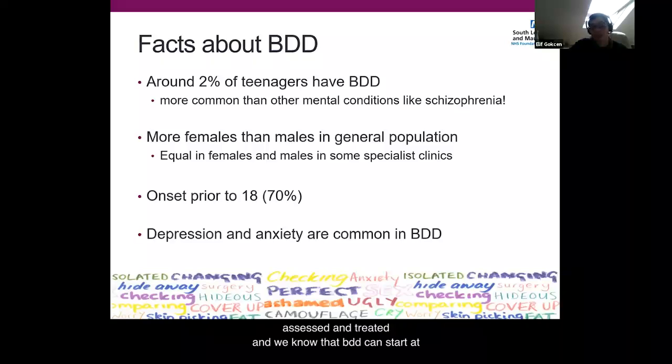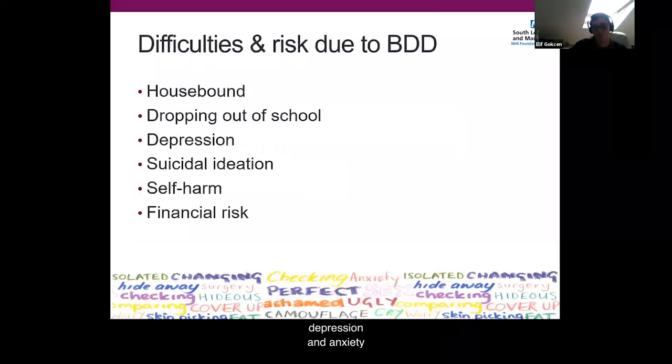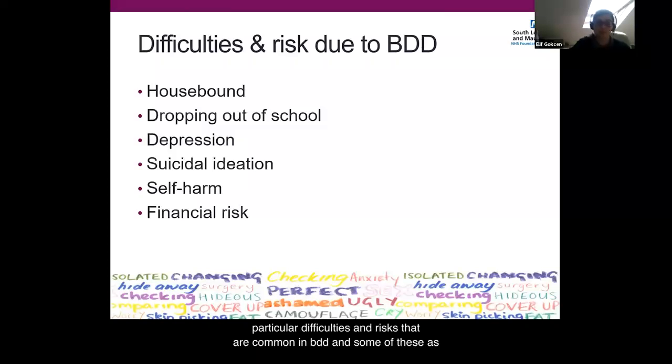We know that BDD can start at any point in life, at any age, but most often the starting point of BDD is before the age of 18. We also know that other conditions can be quite common in BDD, like depression and anxiety. And it's important to outline that there are some particular difficulties and risks that are common in BDD.